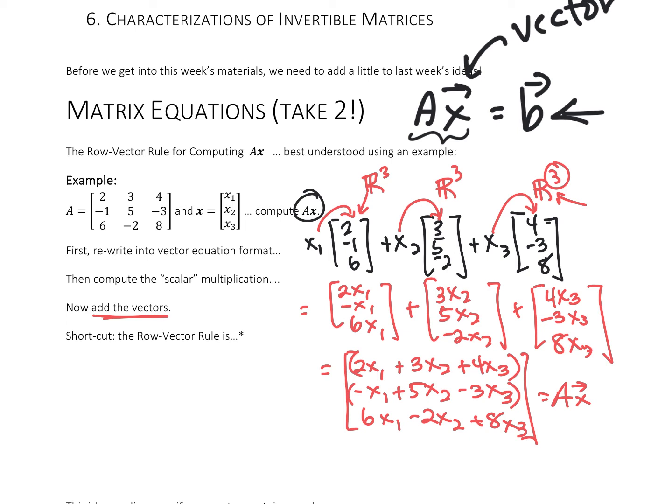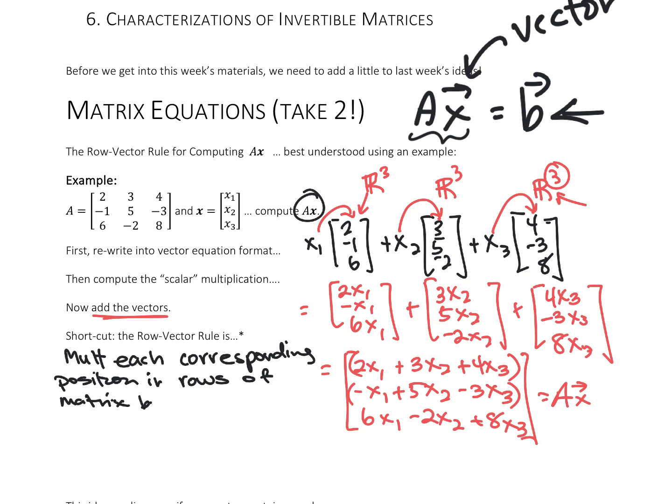Now we have a shortcut, so we don't have to do each step here. We don't have to put it in vector equation format, then multiply the scalars, and then do the addition. Our shortcut is, and these are my words here, I struggled with how to actually put this into words. But what we're going to do is multiply each corresponding position in the rows of the matrix by the term in each row of the vector.